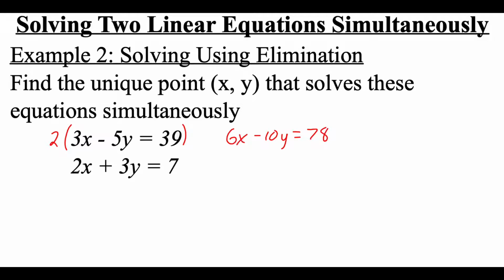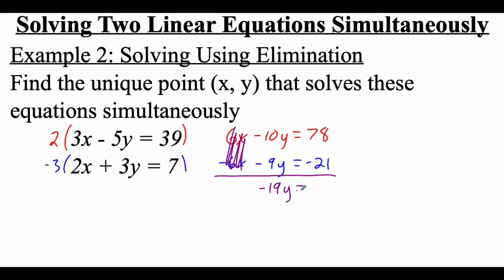Now to cancel out with a 6x, I'm going to need negative 6x. So I'm going to take this bottom equation and multiply by negative 3. So that's going to give me negative 6x minus 9y equals negative 21. Now what we're going to do is add these two equations together. Because those x's are opposites of each other, they're going to cancel out. If we take negative 10y and subtract 9y, we're going to get negative 19y. And if I take 78 minus 21, I'm going to get 57.